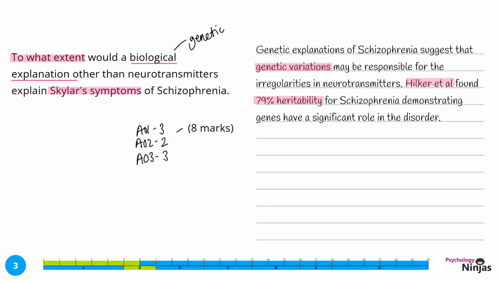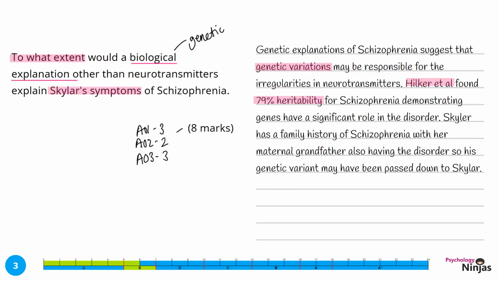It's now time to link this into the STEM. Skylar has a family history of schizophrenia, with her maternal grandfather also having the disorder, so his genetic variant may have been passed down to Skylar. It's not enough just to use the person's name. We need details from the STEM in terms of the maternal grandfather also having schizophrenia.